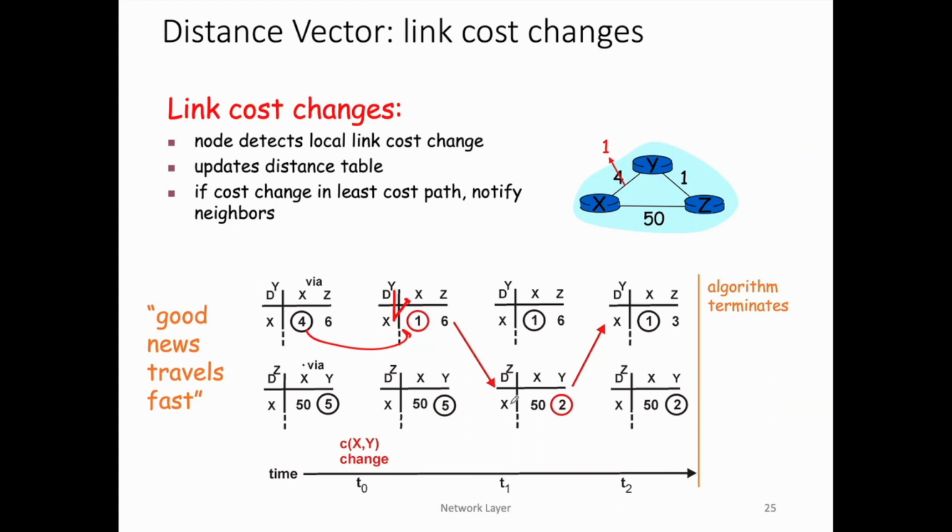As soon as y learns about this new least cost, it informs its neighbors. So it will inform its neighbor z that it has a new least cost, right? And immediately the neighbor z will say, okay, fine, the cost to reach y from me is 1, so 1 plus 1 is 2. So it also has the new least cost, that is 2, and then it informs y about it. And after a couple of iterations, the algorithm terminates or is in a stable state.